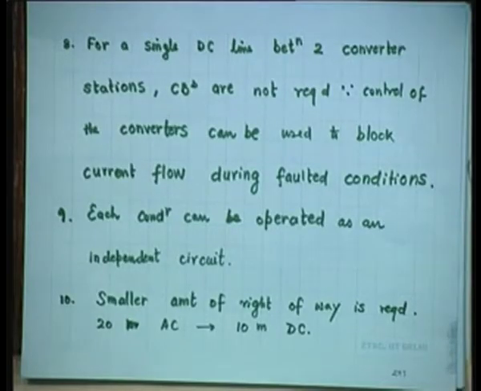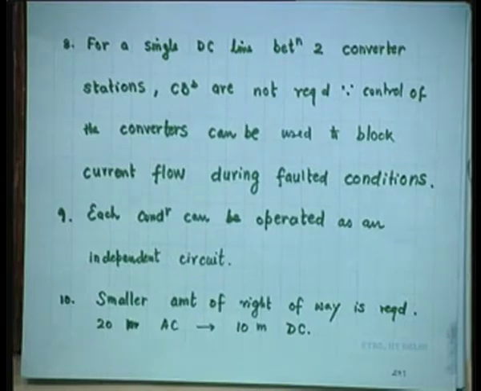Each conductor can be operated as an independent circuit. So its independence is there, and in probability theory independent things are very easy. If you assume independence of events, the mathematics becomes a lot easier in probability theory.